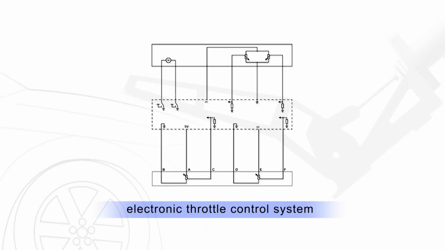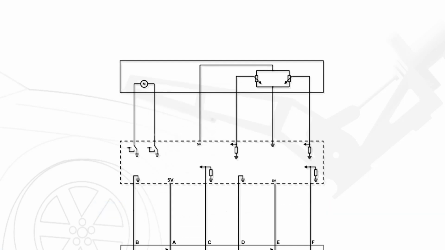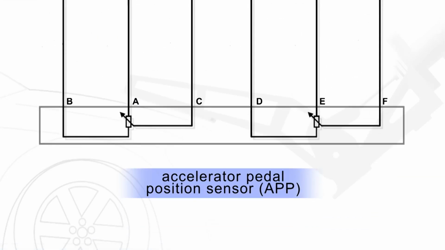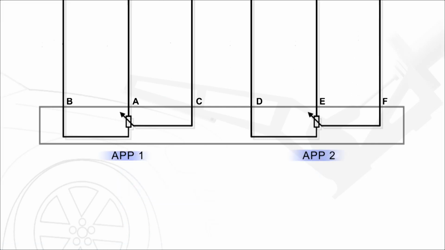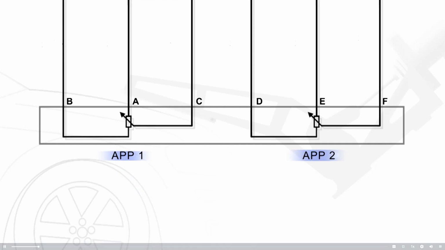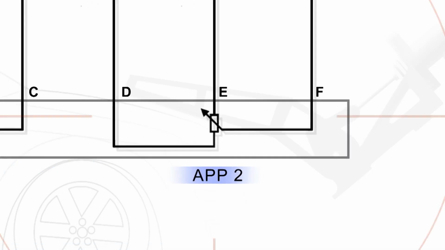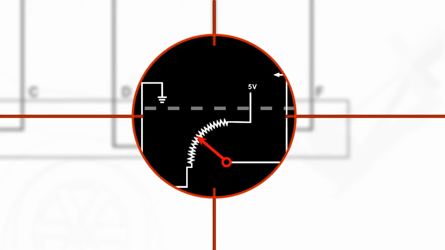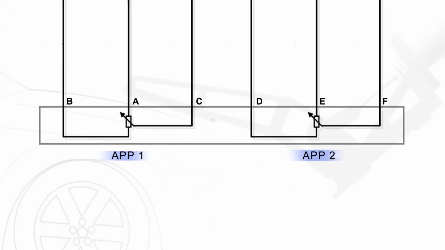Here we see a diagram of the complete electronic throttle control circuit. We have a TPS or throttle position sensor, and we have an APP or accelerator pedal position sensor. The accelerator pedal position sensor consists of APP1 and APP2. Let's have a closer look at one of these sensors. You can see from this overlay that the sensor is simply a variable resistor. One side is connected to a voltage and the other side connected to a ground. The wiper, which swings between the minimum and maximum, goes to either a pull-up or a pull-down circuit.